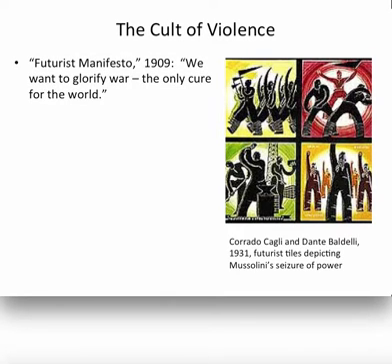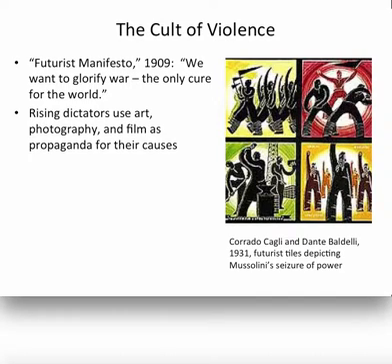Now, disillusionment was one reaction to the war, despair over the terrible violence and suffering that had occurred, but another reaction, believe it or not, was actually to glorify the violence that had been unleashed on the earth with World War I. And this trend started even before the war with a group of artists from Italy known as the Futurists, who in 1909 proclaimed, quote, "We want to glorify war, the only cure for the world," end quote. And so artists, filmmakers, writers, photographers who shared these futurist opinions would often sign on to help with propaganda, PR, that is, for rising dictators of the fascist type.